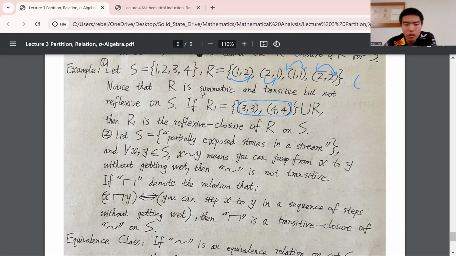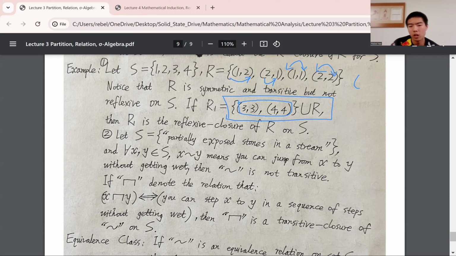But if we define a new relation R1 as the union of set R with the set {(3, 3), (4, 4)}, then R1 is the reflexive closure of R. So this total union set is called the reflexive closure of R on S.